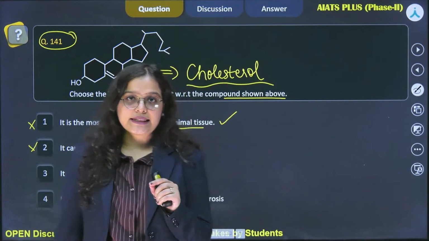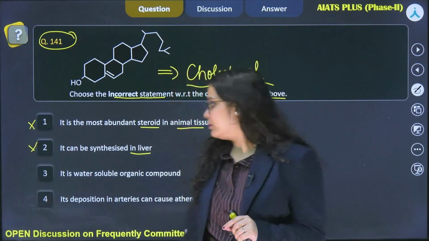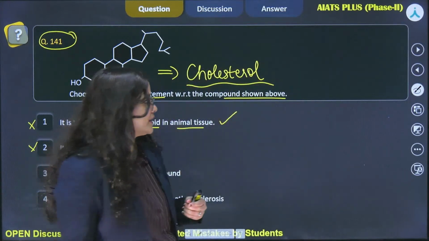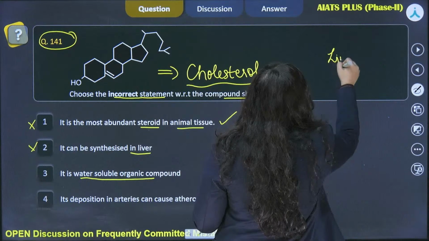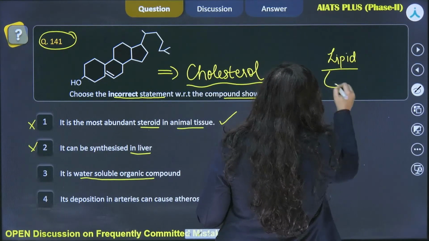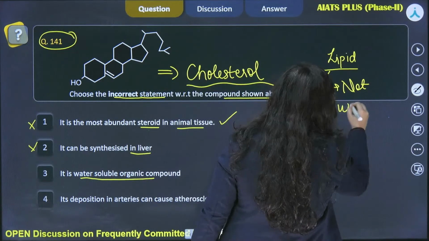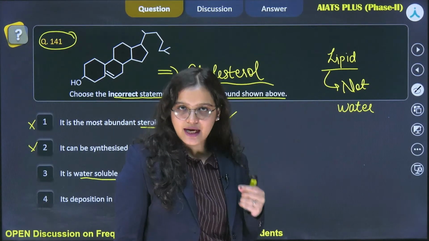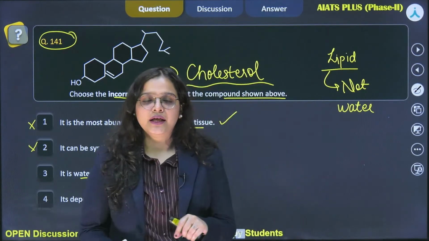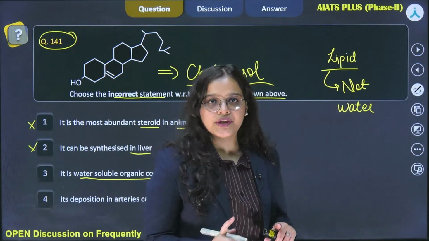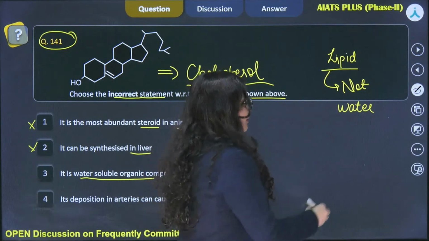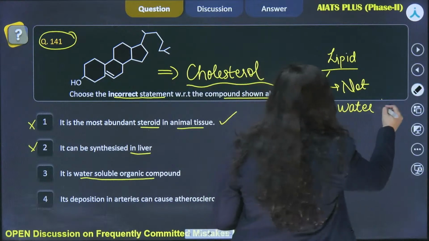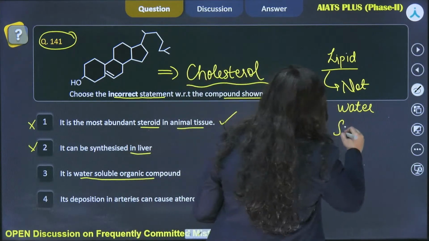Moving to option 3, it states that it is a water soluble organic compound. Now, one of the important properties of lipids is that they are not water soluble. In fact, in the NEET previous year's paper of 2021, it was asked whether lipids can be dissolved in an organic solvent or not, and the answer is yes. And we say that lipids are not water soluble, but they can be dissolved in organic solvents.